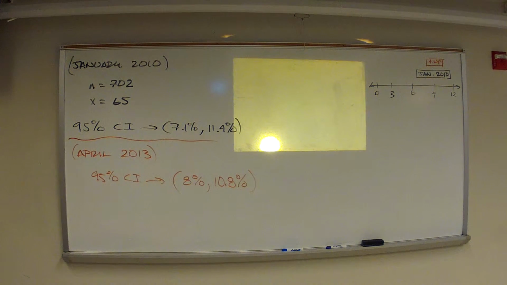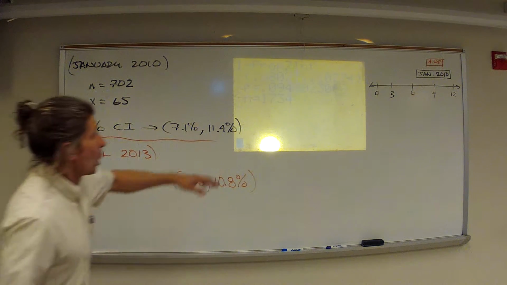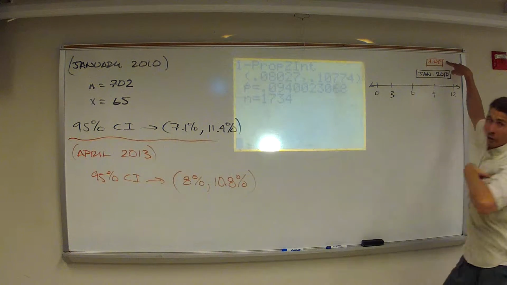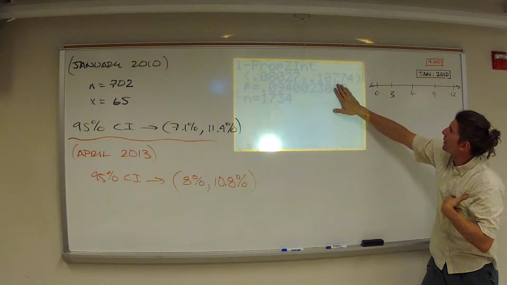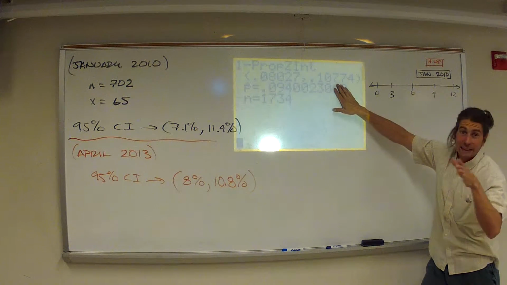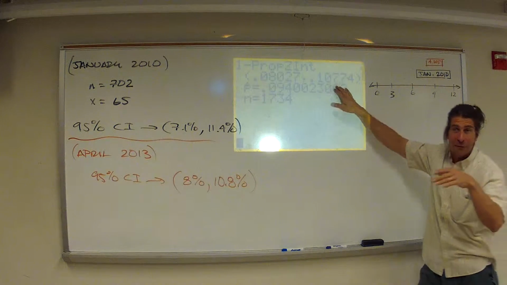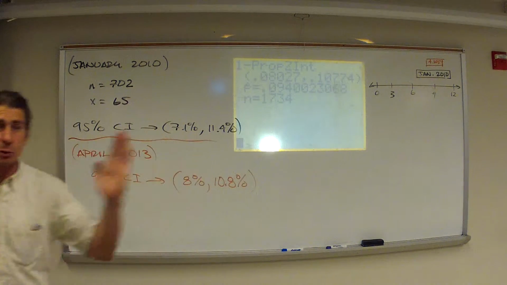So let's run it again. 9.2. 9.2 again. But check the margin of error. The margin of error here was about 2.15%. The margin of error here appears to be somewhere around the neighborhood of 1.4. Exactly about 1.4, so half of 2.8. Very nice. So it shrinks down.